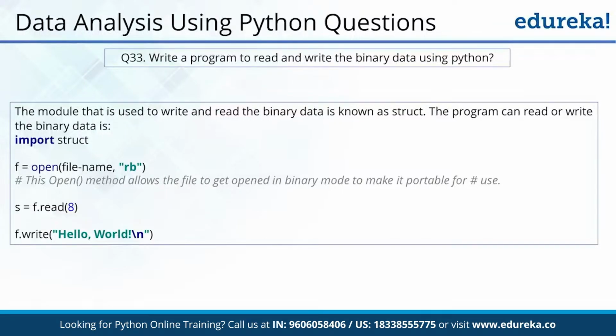Similarly, if you want to do a write binary, you simply do f is equal to open of WB, and you can write information to it. You can also write image information to it. An example which I have would be this.